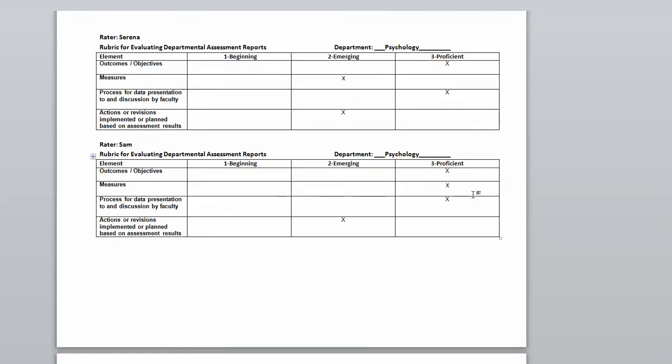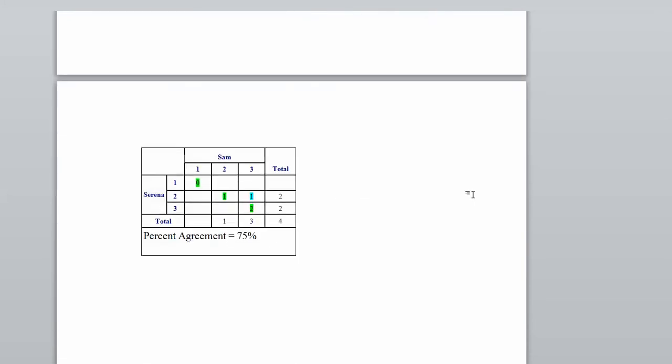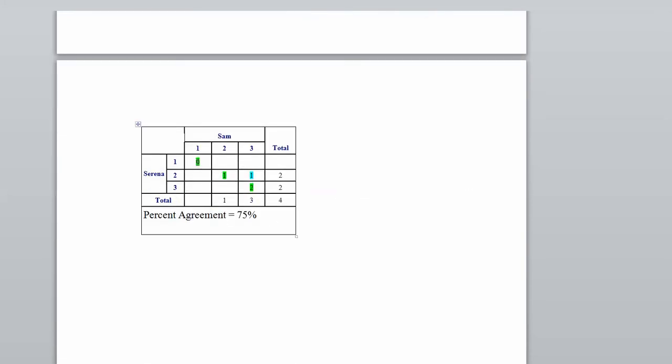So that would be the easy route of calculating the percent agreement for that particular category, and we see that here. When we put it in this table, the green areas are where we've got agreement taking place. We had 2 times where they both said it was a 2, and then we had that one time where Sam said it was a 3, but Serena said it was a 2. So this percent agreement would be 75%.